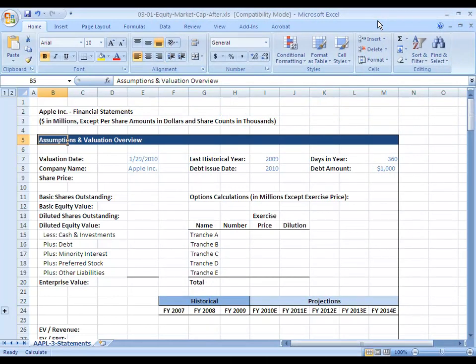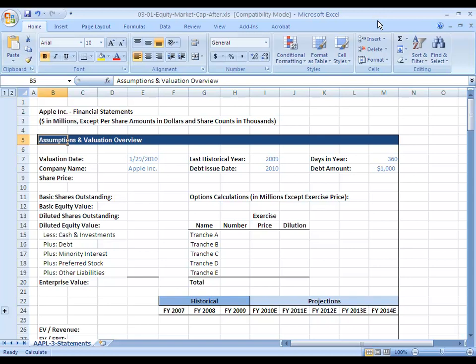Welcome to our series of tutorials on how to calculate Apple's equity value and enterprise value. In addition to those, we're also going to be taking a look at valuation metrics and multiples and using those to guide our discussion toward actually valuing Apple in the series of videos coming up after this.